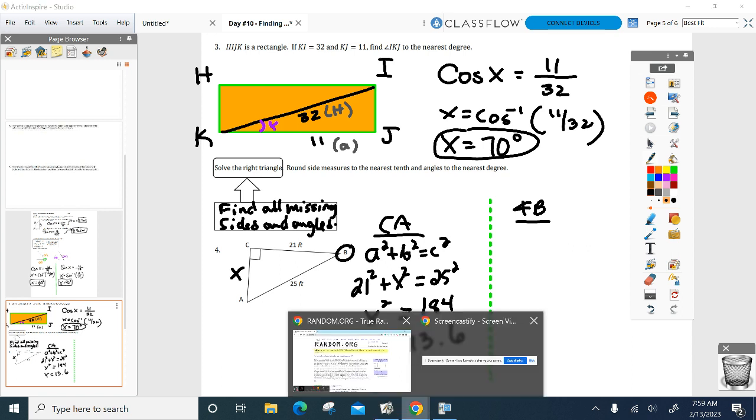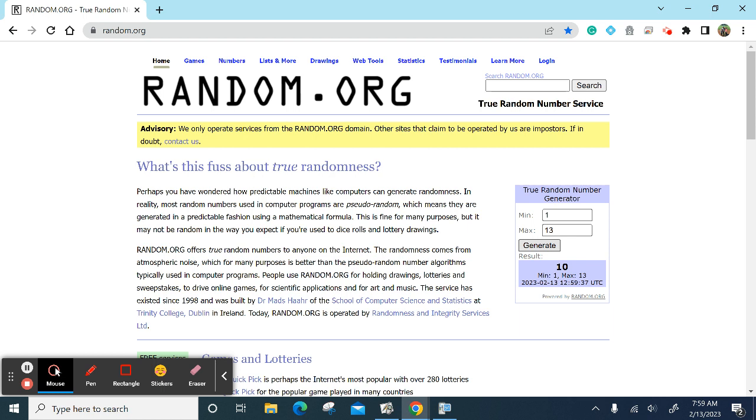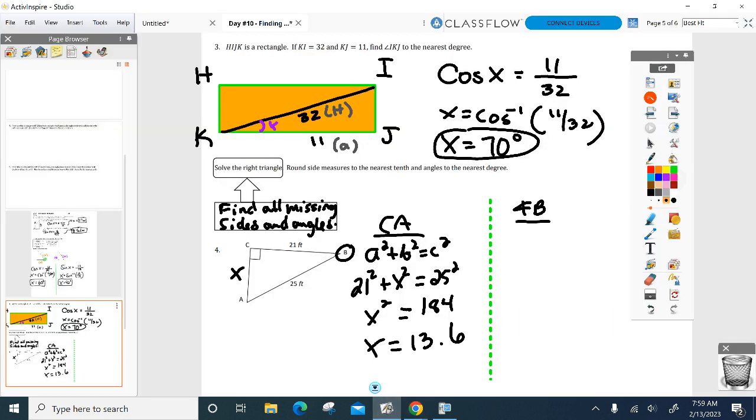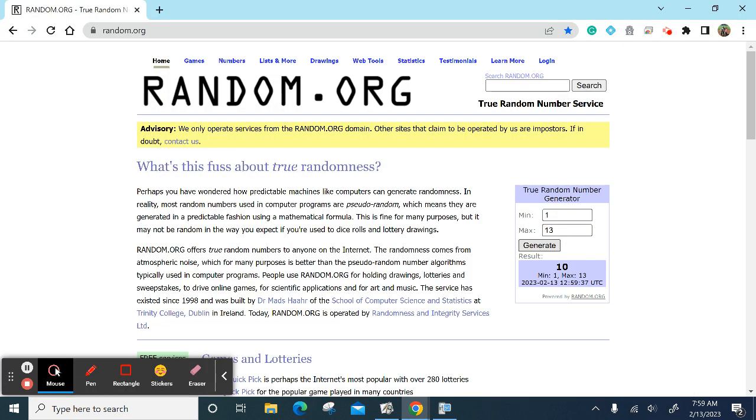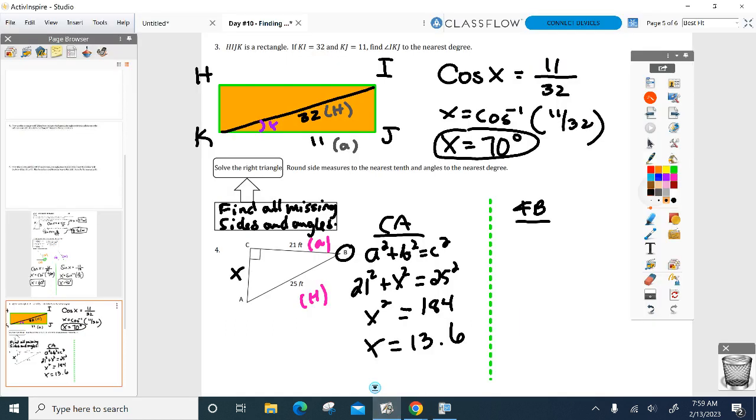Adjacent, opposite, hypotenuse? What's 21 to be? Adjacent. How about 25? Hypotenuse. So with those two, which ratio am I going to use here? Cosine. So cosine of B, for angle B, equals adjacent over hypotenuse. And we talked today, anytime you find an angle, don't cross multiply, take the inverse.